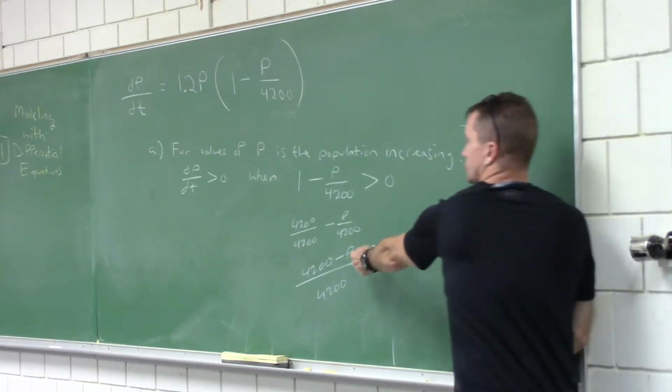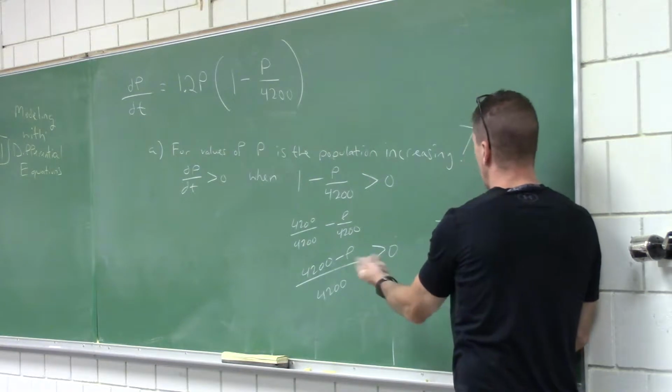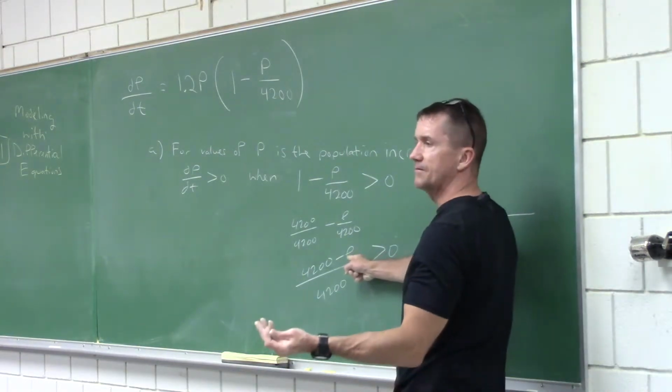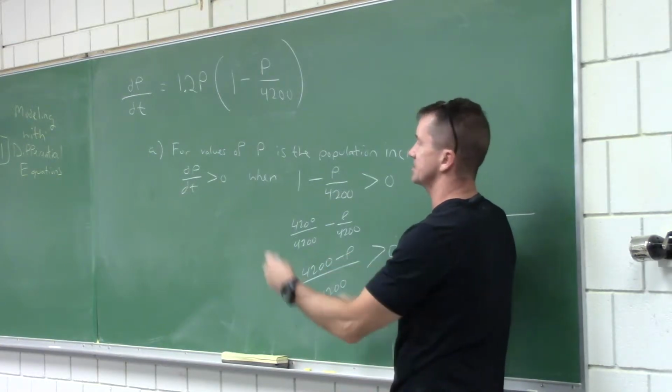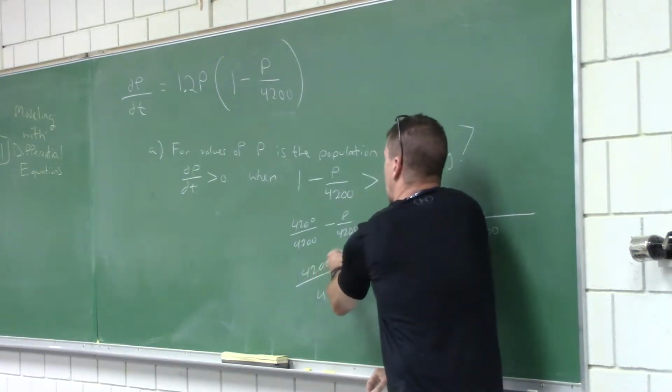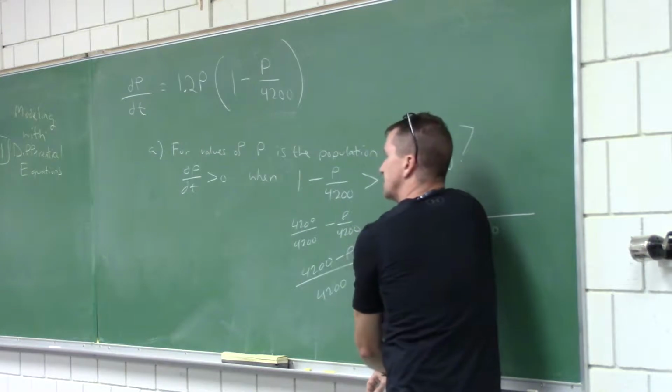We're just going to see if this is true when this is true. So what's a number lower than 4,200? Do you want to use 0? Or how about just something like 1? 4,200 minus 1 over 4,200. Is that greater than 0? Yes. What do y'all think?